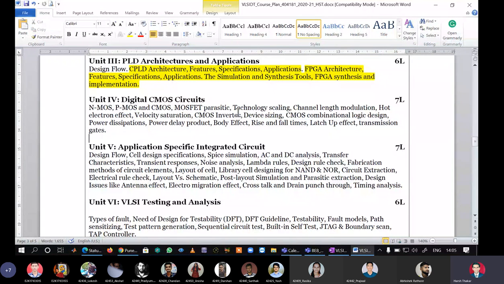So combination logic design, transmission gates and power dissipations are three things which also appear in part B assignments, for which we are going to use the tools Microwind and DSCH. Okay, fine. So today we'll start with NMOS, PMOS and CMOS.